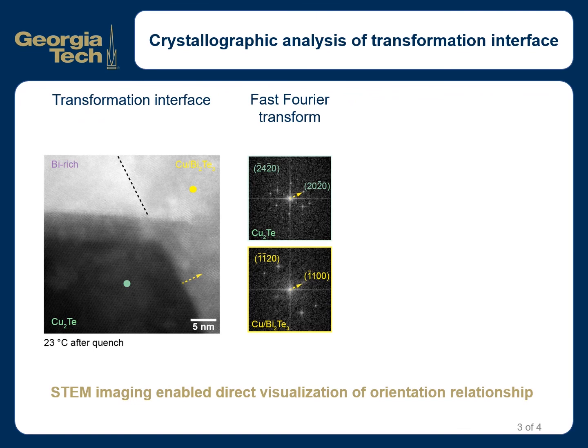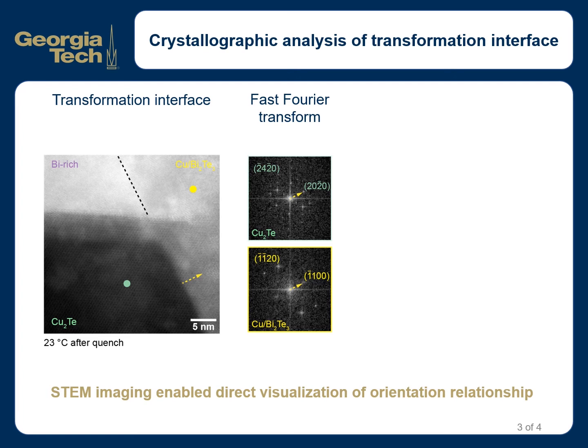Here is a scanning transmission electron microscope or STEM image of a crystal in the midst of its transformation. We were able to freeze this state of transformation by quenching the crystal rapidly. As shown here, the transformation region contains three distinct phases: copper telluride in green, copper intercalated bismuth telluride in yellow, and a bismuth-rich phase as shown in purple.